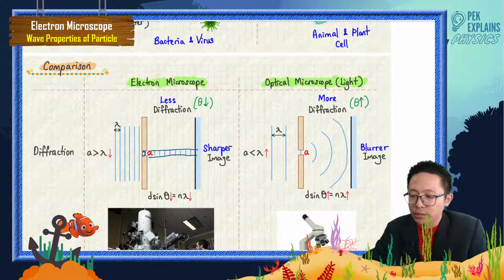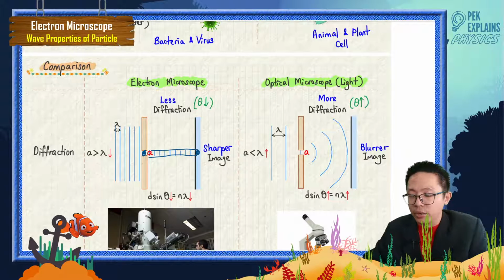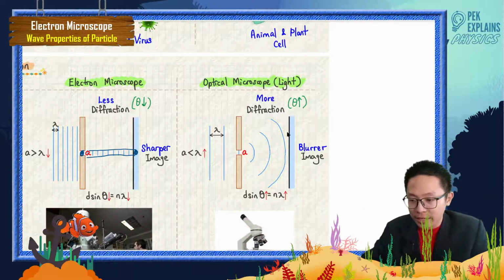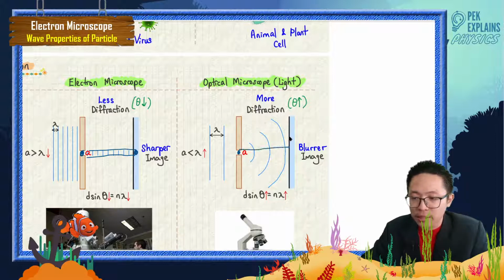This is the actual object, and the image you see is also the same size. It is a sharp image with no extra light at the sides. But for the optical microscope, the wavelength is very long, so theta is also very big. A big theta means more diffraction, which means the actual size is this big, but you have a lot of extra light at the sides here.